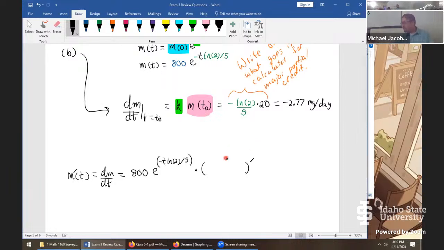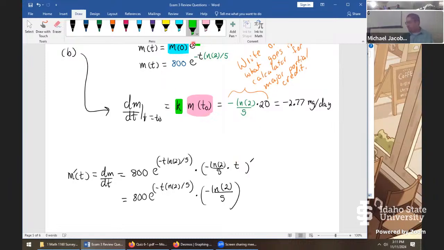Let me write it down slightly differently. Negative natural log 2 divided by 5 times t. So that's what the setup would look like to that stage. Then from over here, we're just copying 800 e to the power of negative t, natural log 2 fifths. Here's where we take a derivative, but this part by the red dot is a constant, multiplying a variable to power 1. So when you differentiate that, you just get negative natural log 2 fifths.